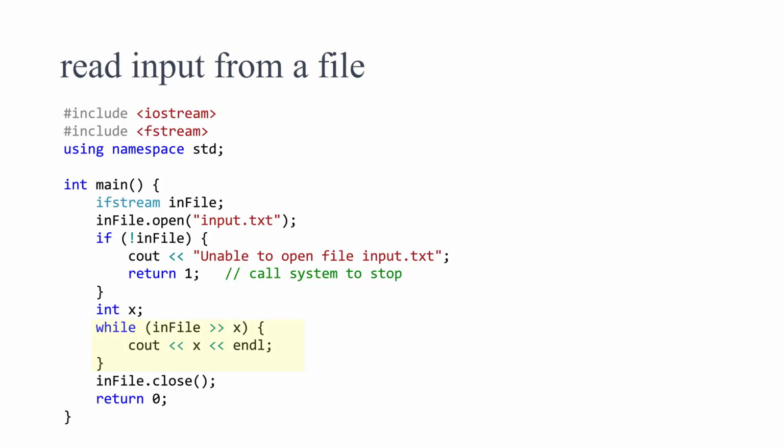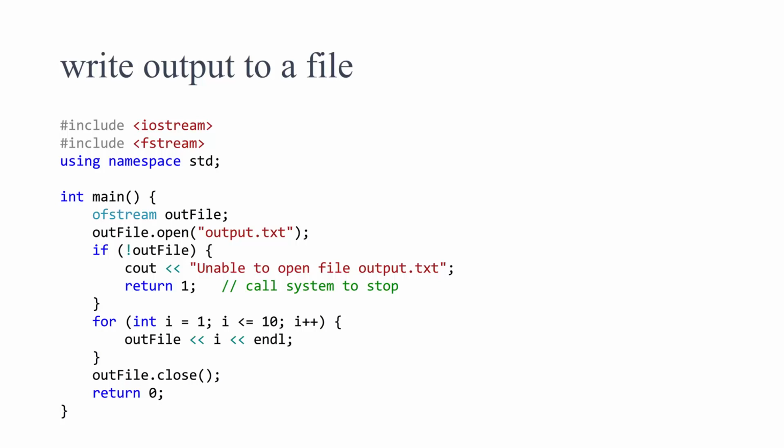We use a while loop to read each integer value from the file using the extraction operator, which reads data from the input stream and stores it in the variable x. We then print the value of x to the console using cout. Finally, we close the input file using the close method of the ifstream class.